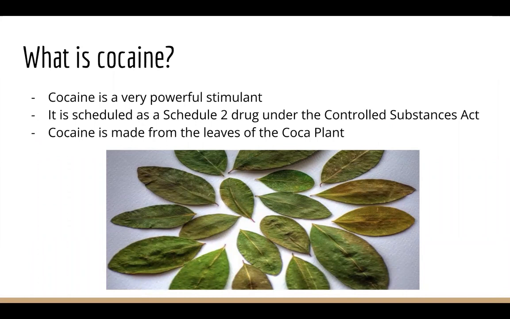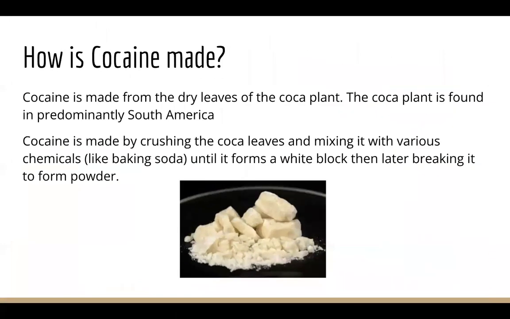It is scheduled as a Schedule II drug under the Controlled Substances Act, and it is actually made from the leaves of the coca plant. How is cocaine made? Cocaine is made from the dry leaves of the coca plant. The coca plant is found predominantly in South America.